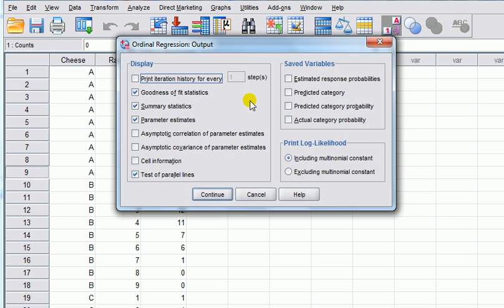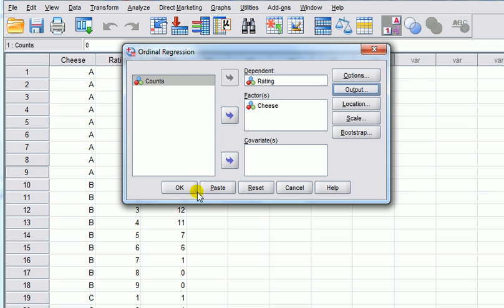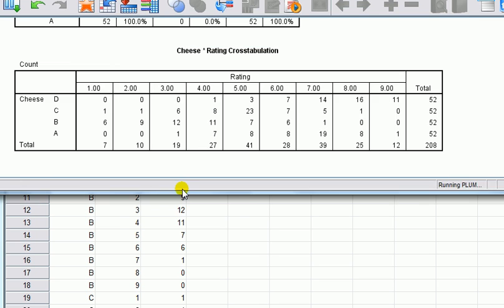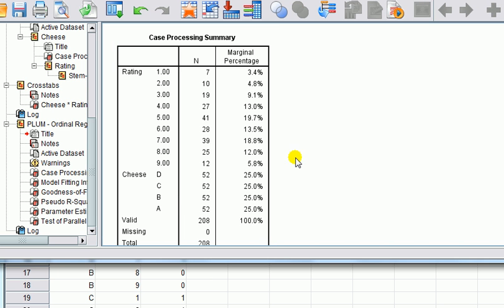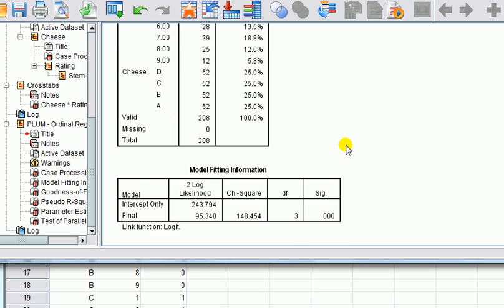Next we click on the output, and we just go down to the bottom and tick here, test of parallel lines, and continue. And then we click OK. Okay, so we get a load of output. As you know, SPSS spews out a load of output.